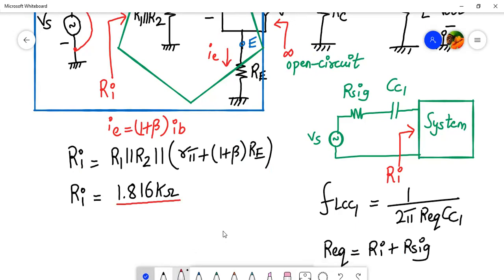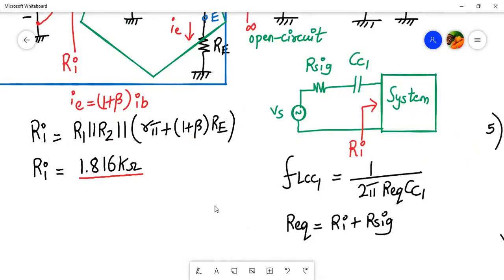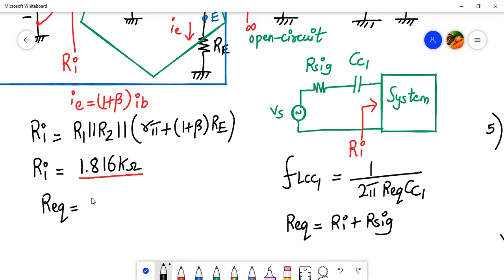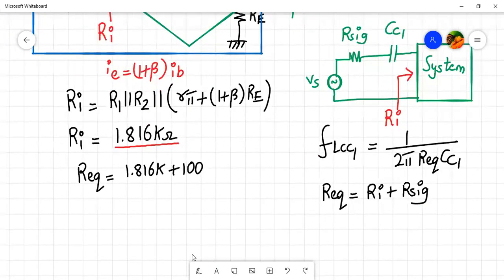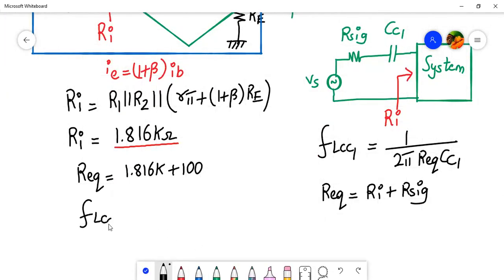Ri is 1.816 kiloohms. And what is the RSig value? I think the RSig value we had taken as 100 ohms. So from here we can easily calculate the value of R equivalent. R equivalent will be Ri, 1.816 K, plus RSig, around 100 ohms. You can calculate it, and from here we can easily calculate the value of FL of CC1.